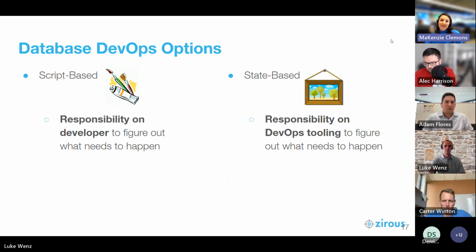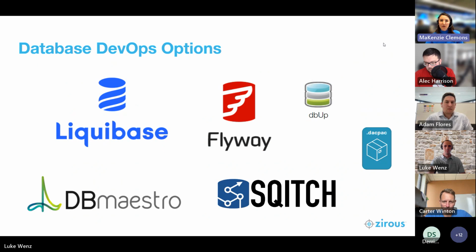So with that, next slide, we'll just touch on a few different options for database tooling. Some of these tools are more script-based, some of these are more state-based. So we have Liquibase and Flyway, which are some big players in this space, as well as DB Maestro and Sqitch. There are also tools like Apache DbUp, and then the star of the show today, Microsoft's DACPAC, which we'll talk about more moving forward.